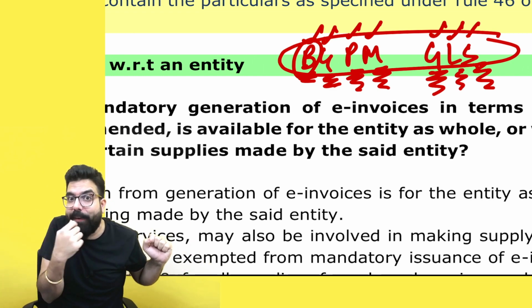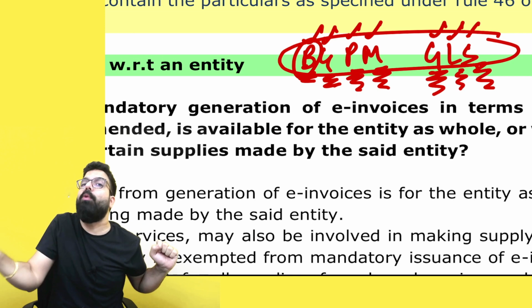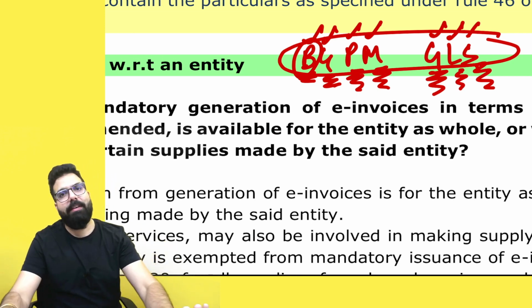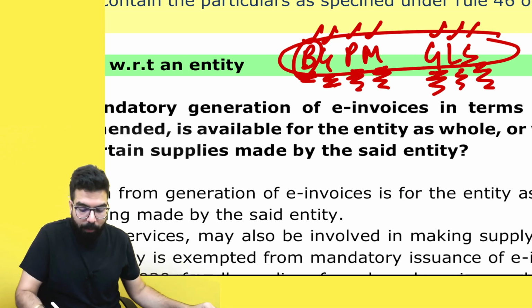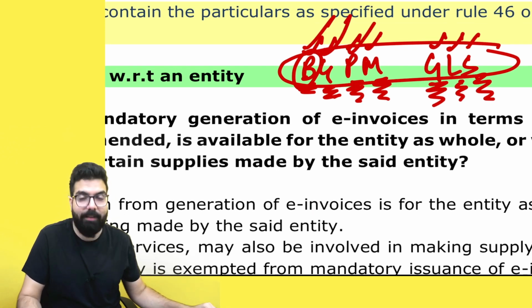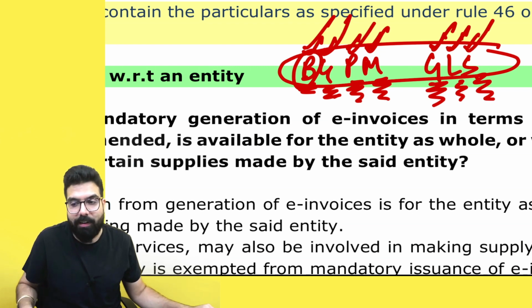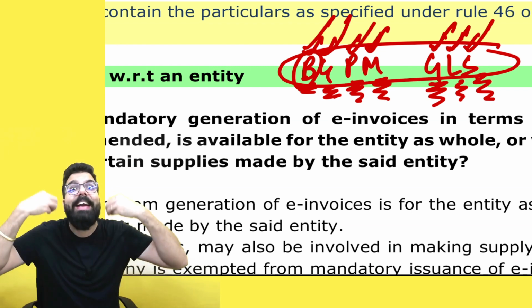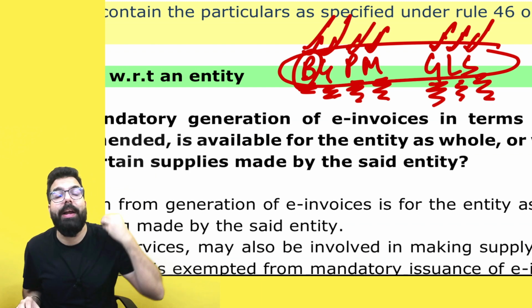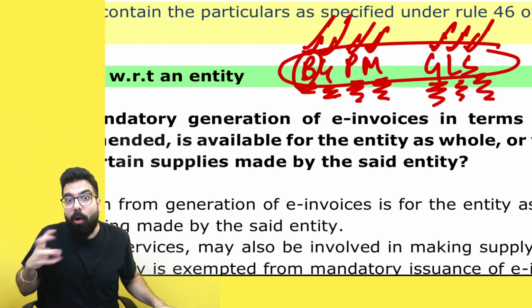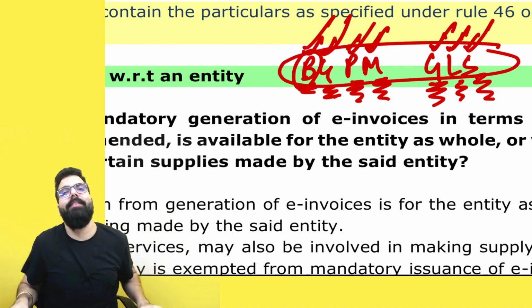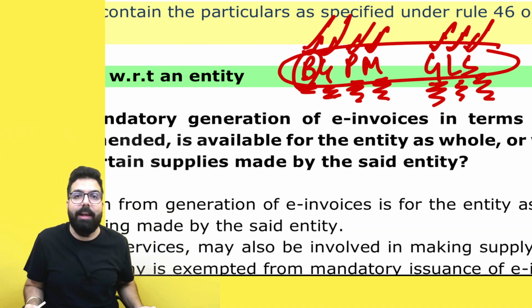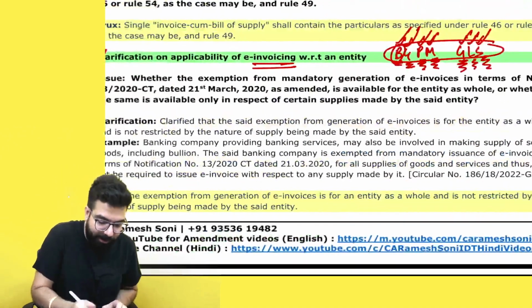If I am selling gold, gold is not a financial service. Selling of gold is not a financial service. Do I have to do e-invoicing there? So the government clarified a simple thing. When it is said that e-invoicing is not required for banking company, GTA, passenger transportation service wala, multiplex, government, local authority or SEZ unit, it is with respect to the entity as a whole, whether they are giving financial service or they are selling gold. The whole entity itself is exempted from the provision of e-invoicing. That's all the clarification which has come over here.